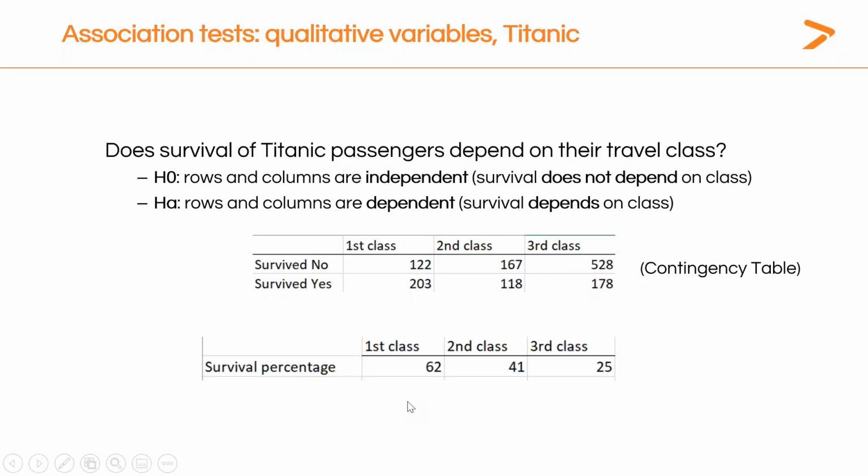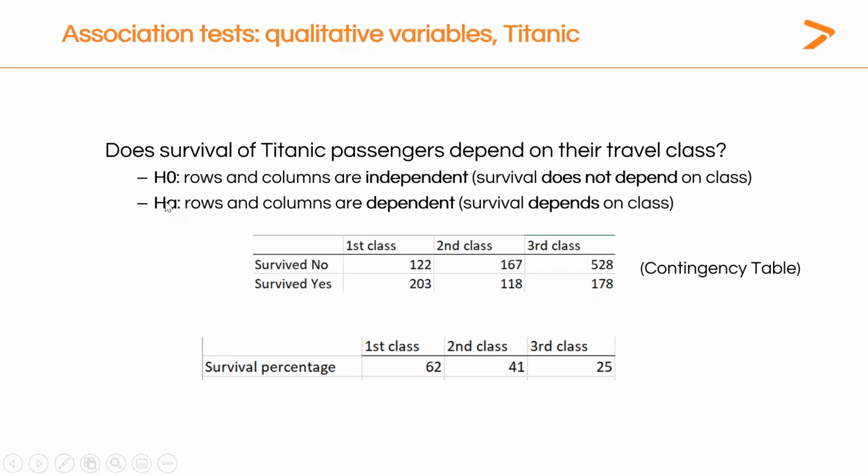Look what we obtain. So in the first class, we have 62% of survival. In the second class, we have 41%. And in the third class, we have 25%. So very clearly, survival depends on the class. So we may expect that we would reject the null hypothesis and accept the alternative hypothesis.